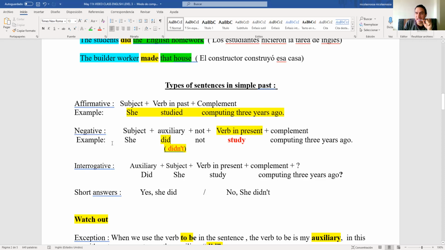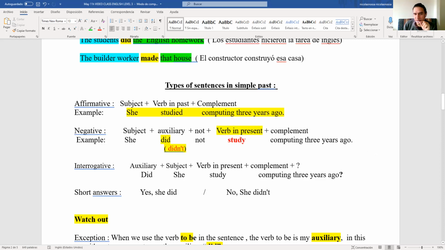So if I want to make a negative sentence, I put the subject, el sujeto, the auxiliary, que es did, the word not, una negación, and the verb changes, se va a presente, and the complement, okay? Example: she did not study computing 3 years ago. Ella no estudió computación hace 3 años.